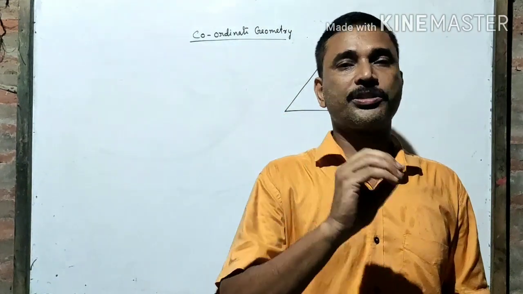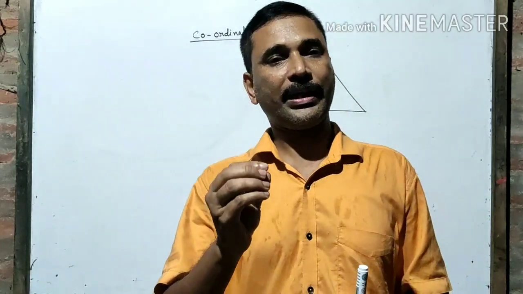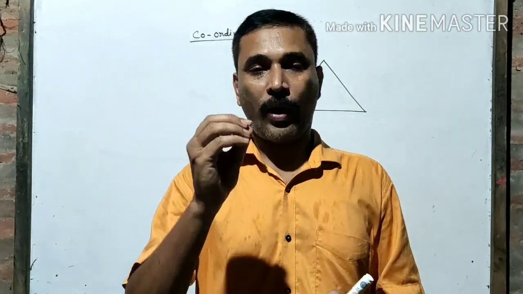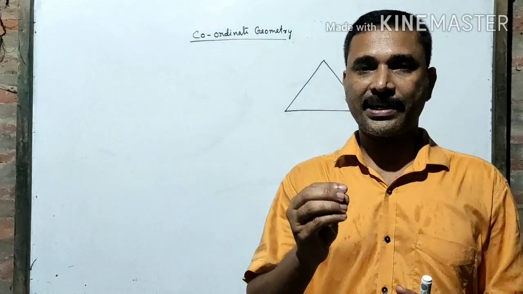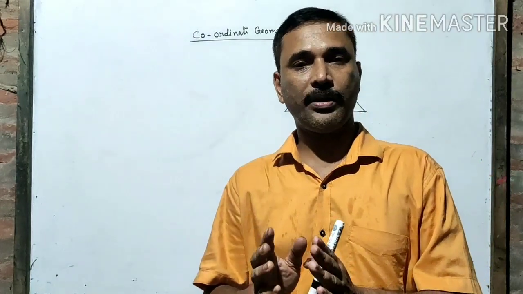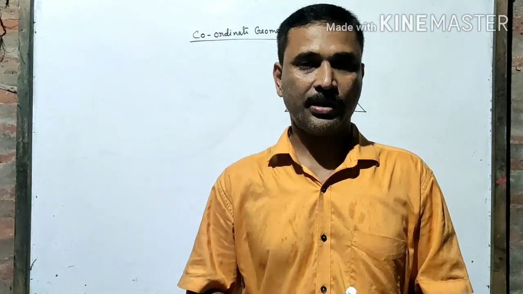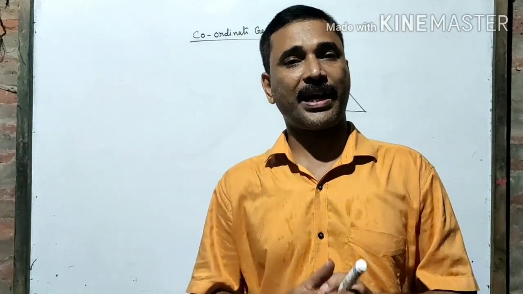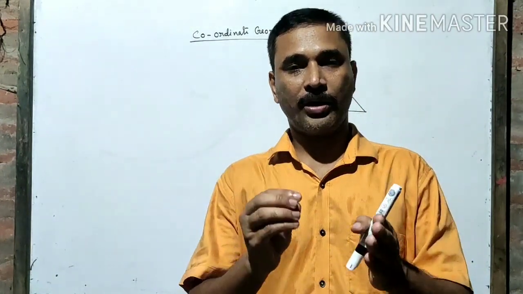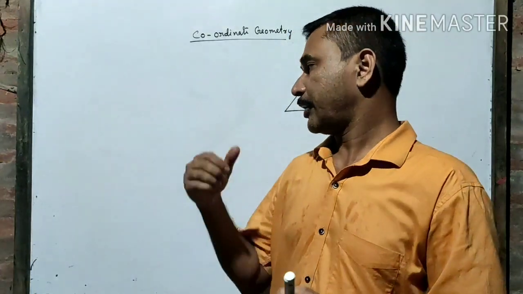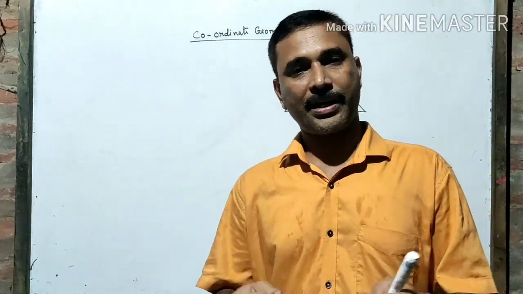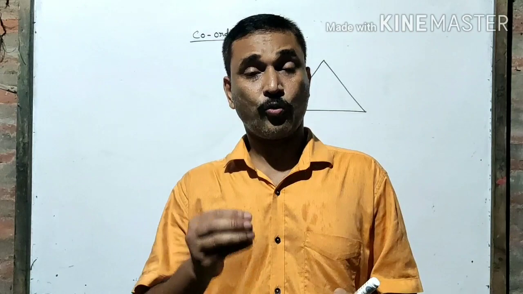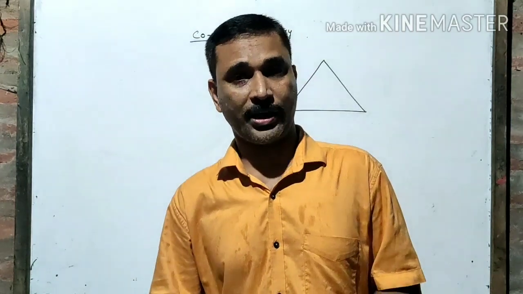A triangle whose 3 sides are equal is called an equilateral triangle. What is an isosceles triangle? A triangle whose 2 sides are equal is called an isosceles triangle. What is a scalene triangle? A triangle whose 3 sides are unequal is called a scalene triangle. And what is a right angle triangle? A triangle whose one angle is 90 degrees is called a right angle triangle.